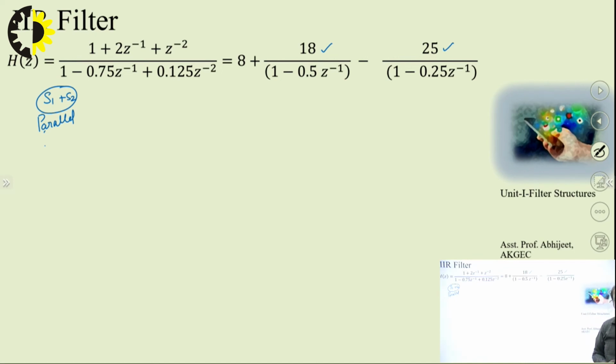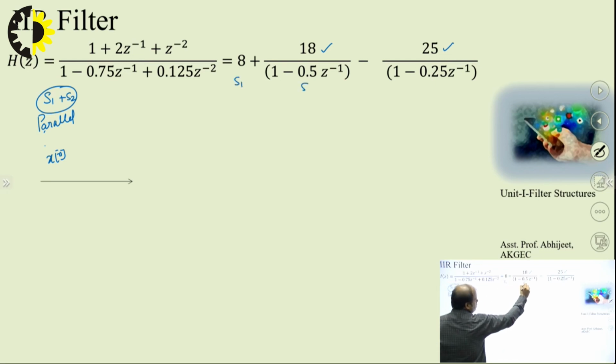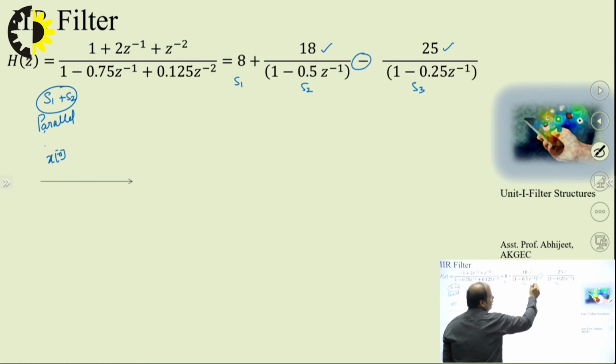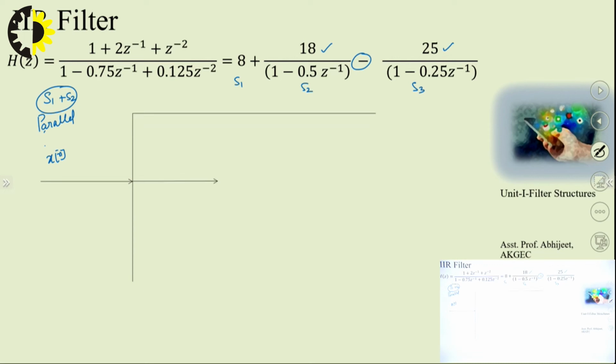If this is the system, we can realize it like this. We will take the common input xn, and there are basically in this case S1, S2 and S3, and all of them are added. Added means this is negative, so I will add a negative of it. So xn is taken, and we draw 3 parallel lines, and the 3 parallel lines will be representing the system.